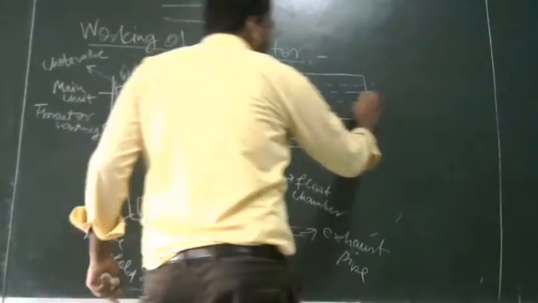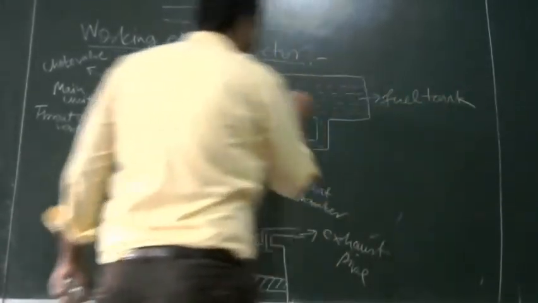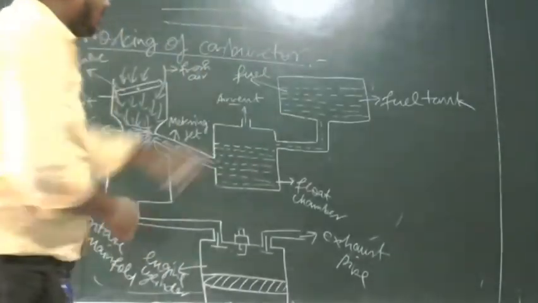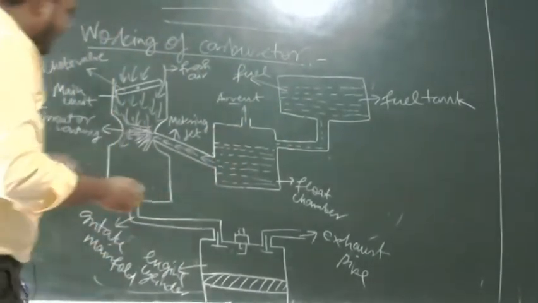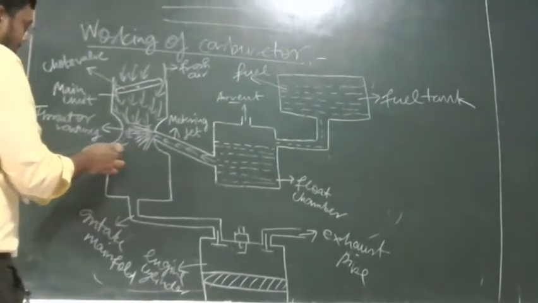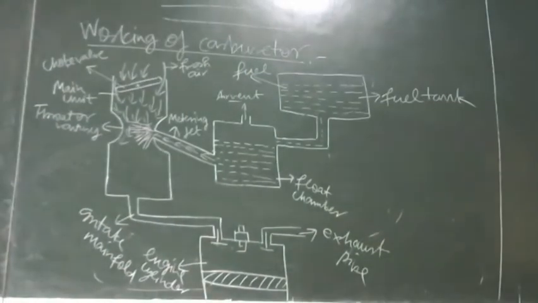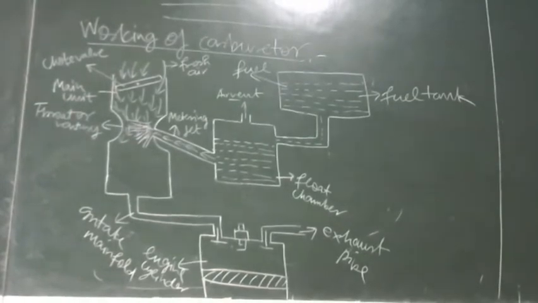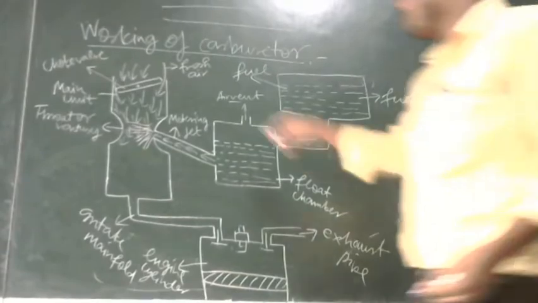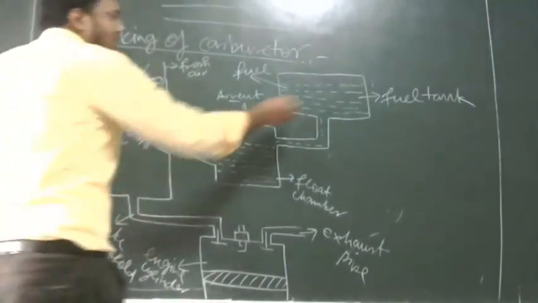So here is the fuel tank in which fuel is there. Now this fuel is supplied to the float chamber. As I said, when fuel is flowing from the float chamber to the Venturi, the level of fuel decreases here. When the level of fuel decreases, we have to maintain the level, so fuel will be supplied from this fuel tank.